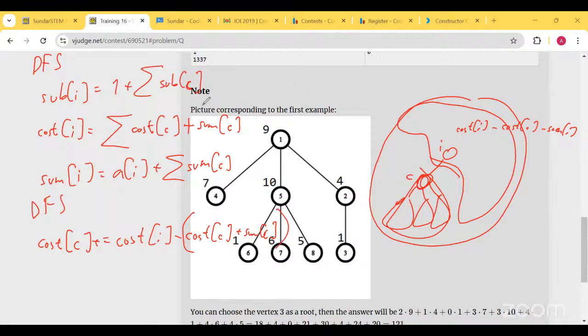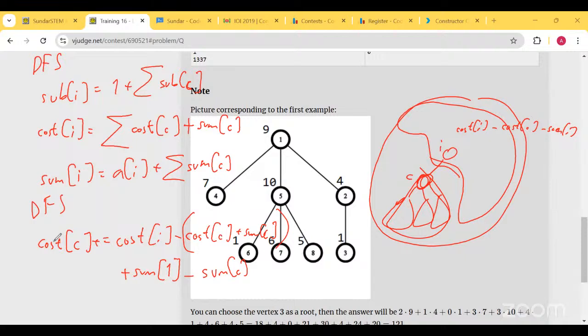What else? Added by sum of this. What is sum of this? Just add by total sum, or just the sum of the root. The root is 1, minus the sum of C itself. So total sum other than this. All right, so this is the formula.